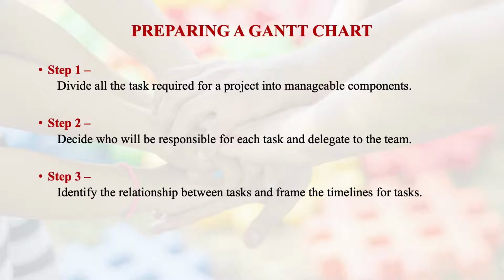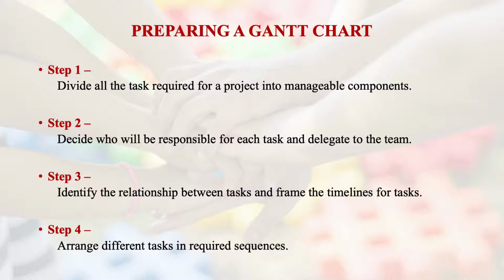Then at step 3, you try to identify the relationship between tasks and frame the timelines for the tasks. That is the estimation part, which is very important. And finally, at step 4, you arrange different tasks in required sequence, right? So once you create that particular task in required sequence, what technically you have done, you have created the Gantt chart. However, the steps are not yet complete.